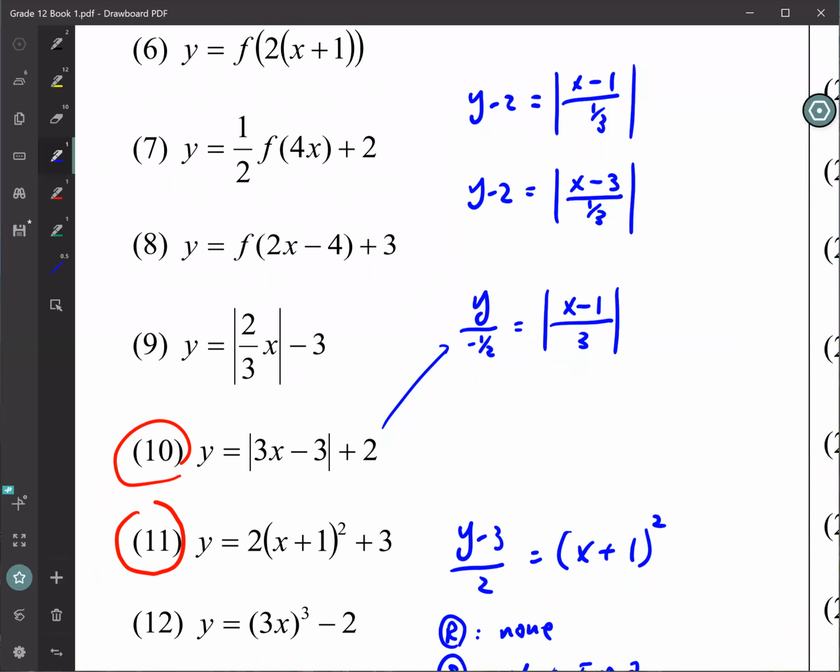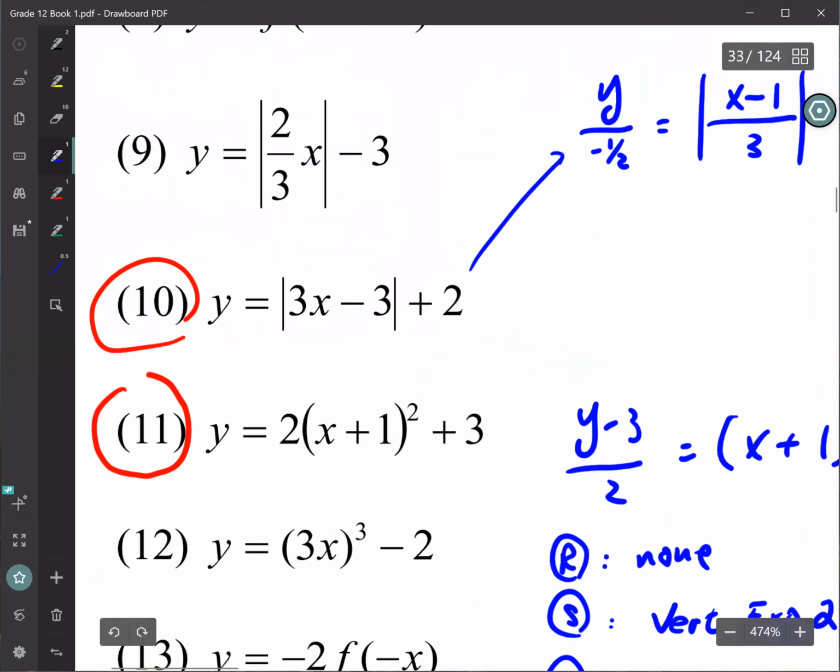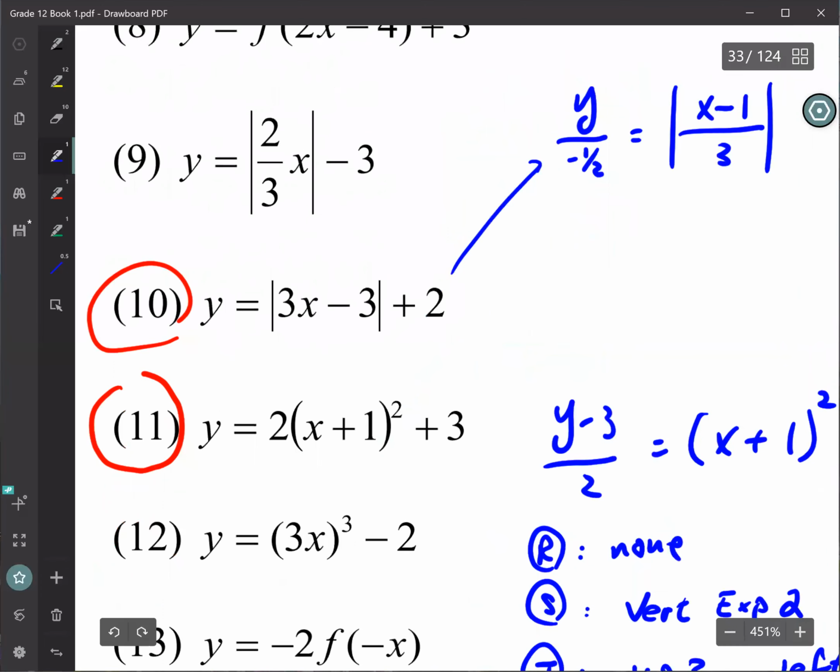So first thing is always move the thing that's movable to the y side, right? And then we move it over. So the part that can be moved over is the part that's outside the absolute value. So here we have a +2, okay? Remember it's a plus, so you do the opposite. So you should be doing subtraction. Okay, so we'll start with y minus 2 equals the absolute value of 3x minus 3. So that's the first step.